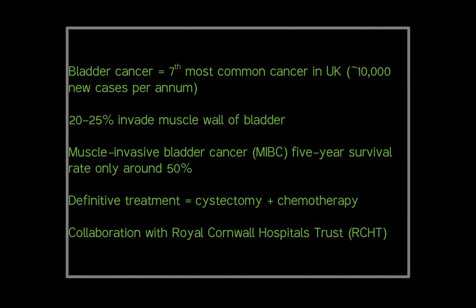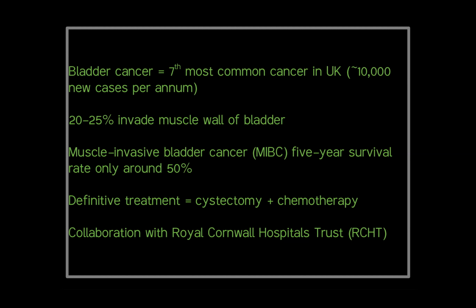So to give you a real world example, a project I did a few years back now with Royal Cornwall Hospital was looking at muscle invasive bladder cancer. Bladder cancer is the seventh most common cancer in the UK. About a fifth to a quarter of those cases are muscle invasive, where the cancer actually invades the muscle wall of the bladder. And it's pretty nasty when you get muscle invasive bladder cancer. The 5-year survival rate's only about 50%.